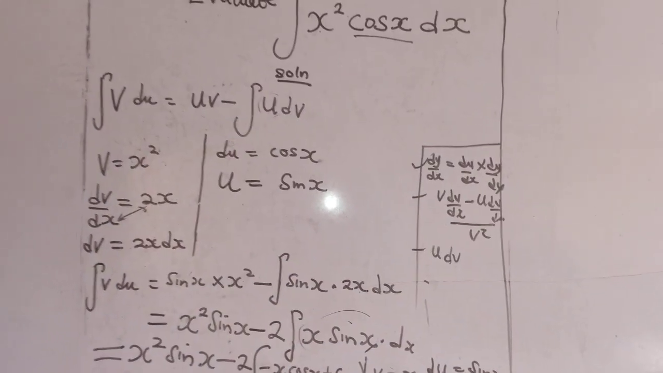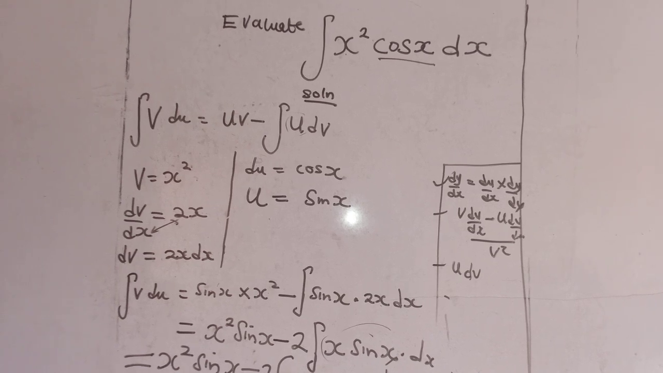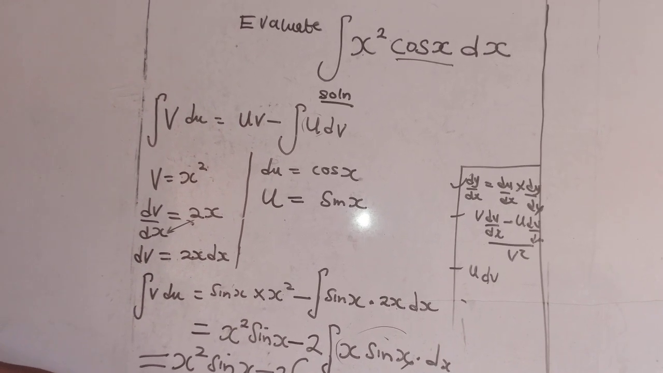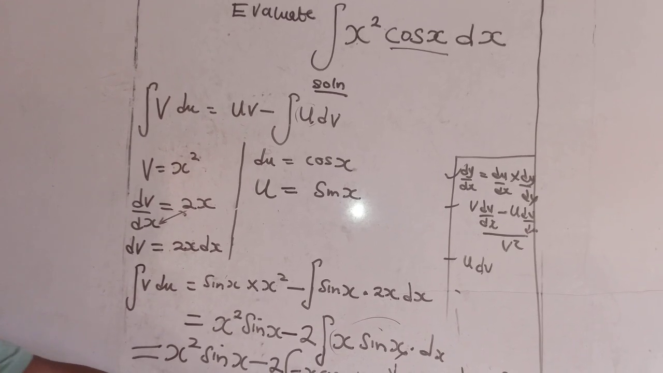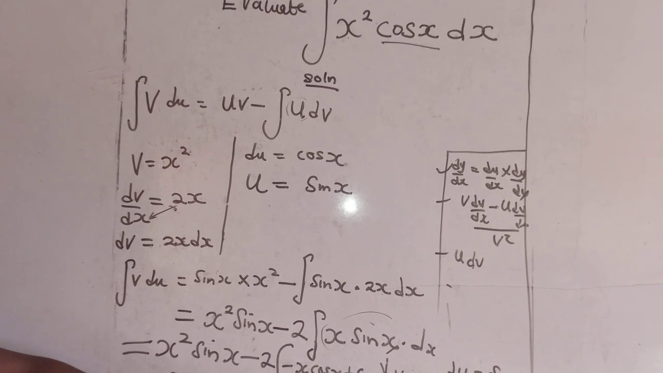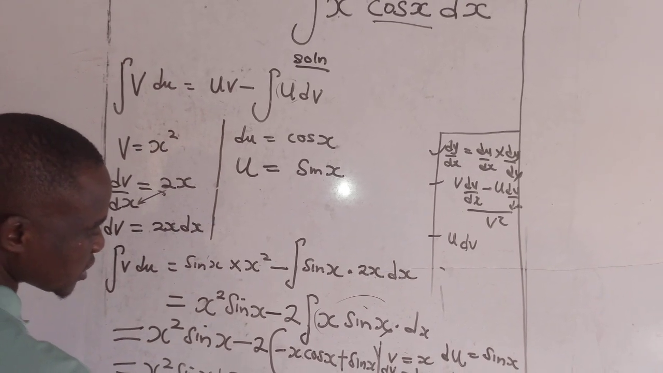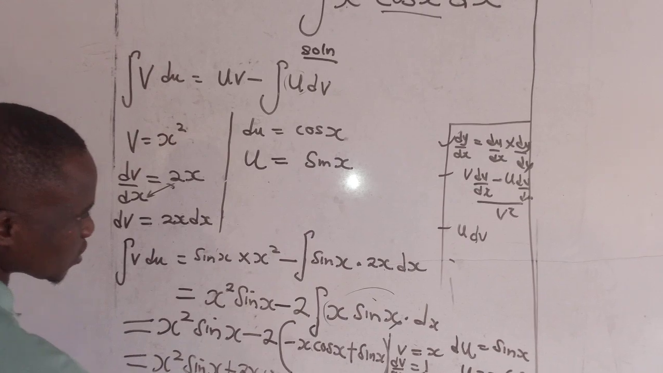Integration by parts. You'll be having x squared sine x plus 2x cos x minus 2 sine x. Then you include your integral constant, which is c.